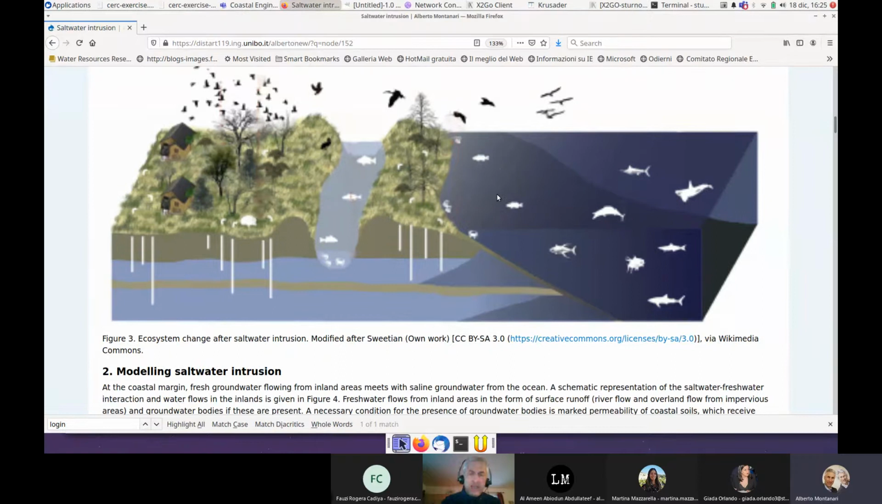Now, how can we predict it? How can we estimate the dynamics of saltwater intrusion? It is essential to understand how it takes place, and a model is very helpful. And the model is particularly helpful because this is a kind of flow that we can describe in a relatively easy manner. What is the reason?